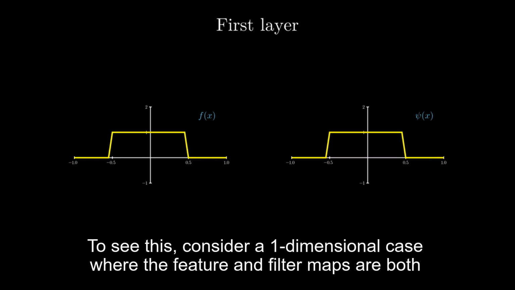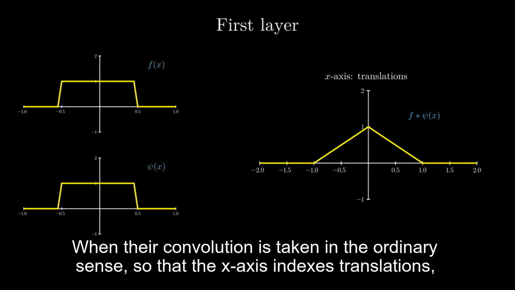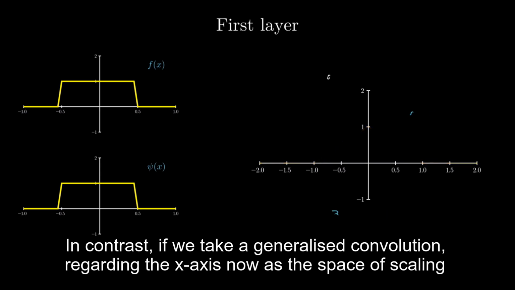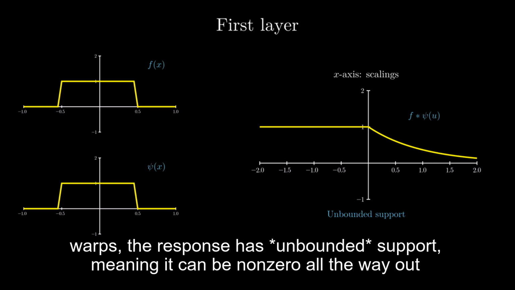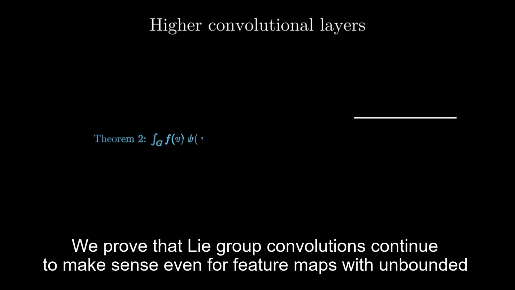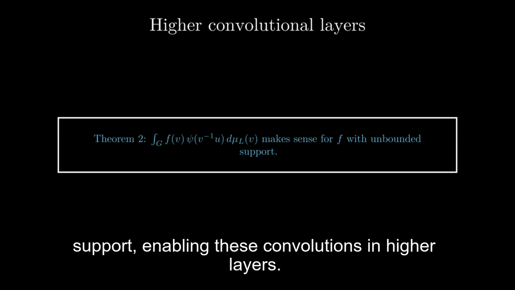To see this, consider a one-dimensional case where the feature and filter maps are both given by a square pulse. When their convolution is taken in the ordinary sense, so that the x-axis indexes translations, the response has a nice property of bounded support, meaning it is zero outside of some bounded set. In contrast, if we take a generalized convolution, regarding the x-axis now as the space of all scaling warps, the response has unbounded support, meaning it can be non-zero all the way out to infinity. We prove that Lie group convolutions continue to make sense even for feature maps with unbounded support, enabling these convolutions in higher layers.